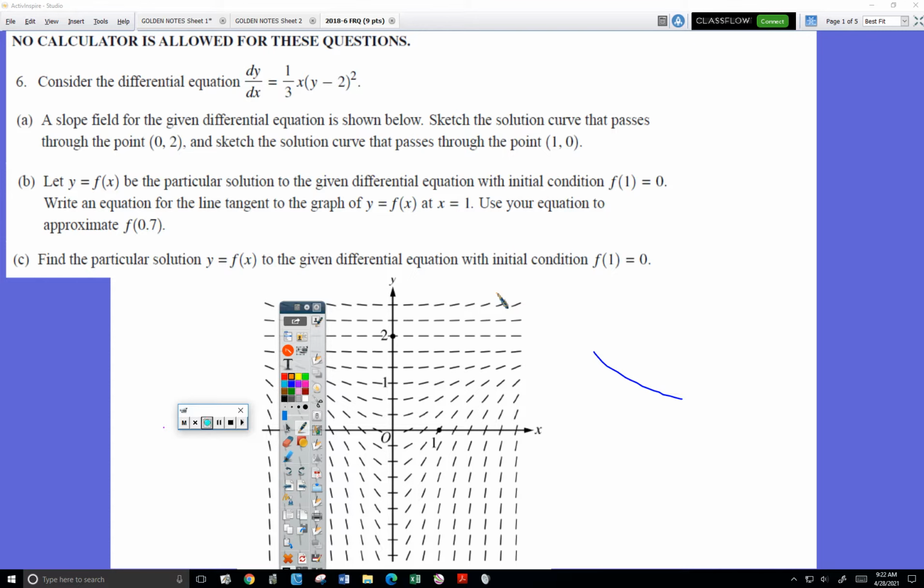6a. Consider the differential equation. Okay, at that moment you should be thinking, they're giving me a rate. And therefore there is an amount. When you see dy dx, your brain should say, okay, y is the output variable, x is the input variable. That's always how a derivative is structured for our class.